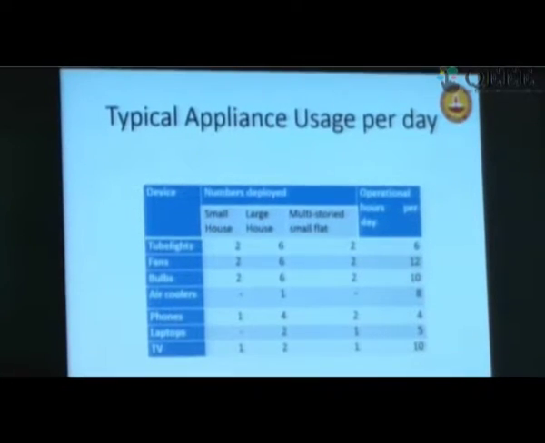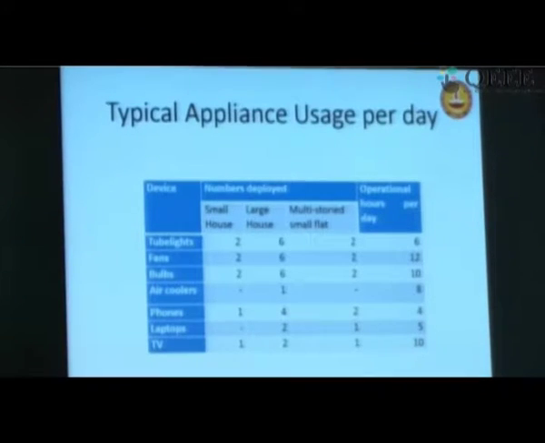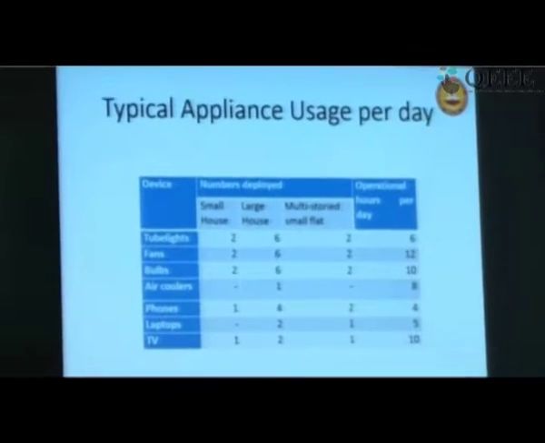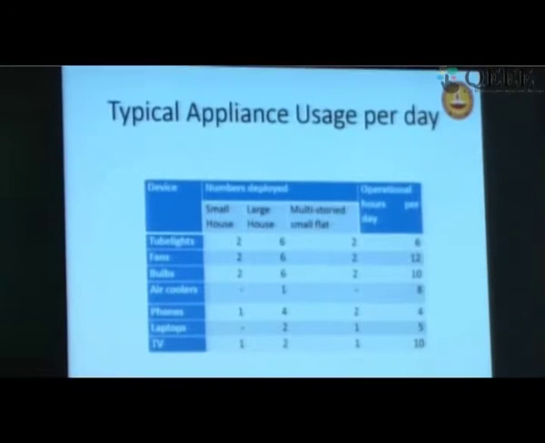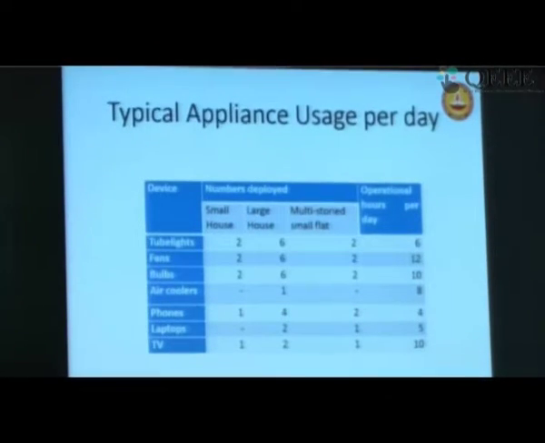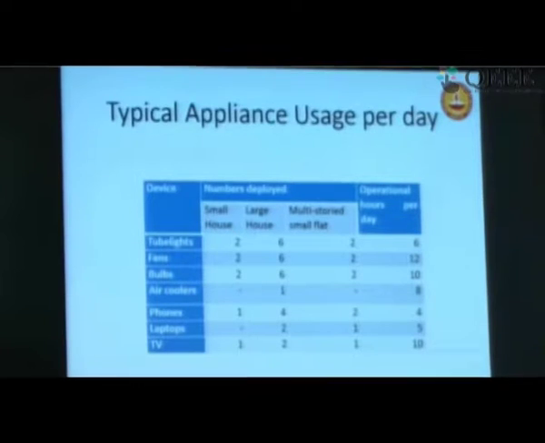Large homes on the other hand, they are not really large homes, more like a middle class home. Large homes are much larger. It should be mid class homes. 6 tube lights, 6 fans, 6 bulbs. Typically you may have a 3-bedroom apartment, 3 fans there, plus maybe a couple of fans in the living room, 5 or 6 fans, 6 tube lights, 6 bulbs, 1 air cooler may be there, I've added here, 4 phones, 2 televisions and 2 laptops.